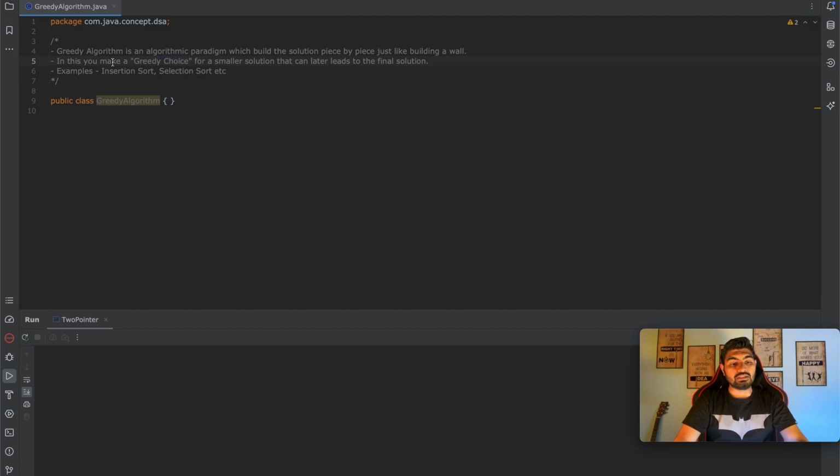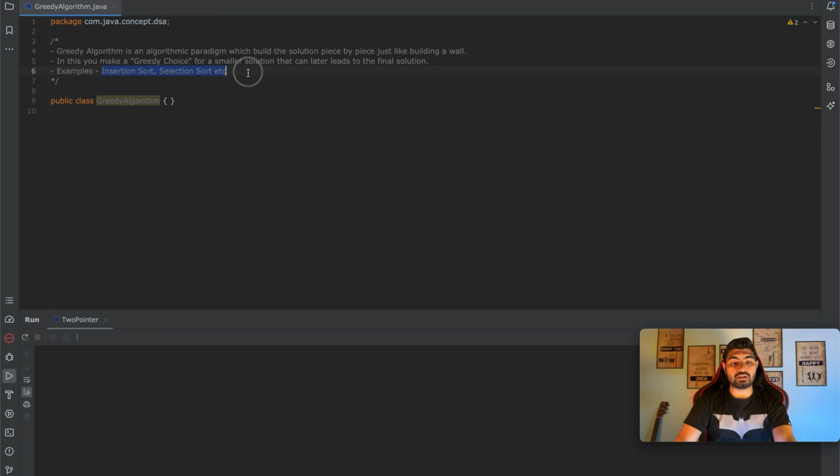In this, you make a greedy choice for a smaller solution that can later lead to a final solution. That is what you're doing in the available problems: you're picking them and solving them, considering them as the best possible solution at that stage, and adding them to the existing solution after solving them.